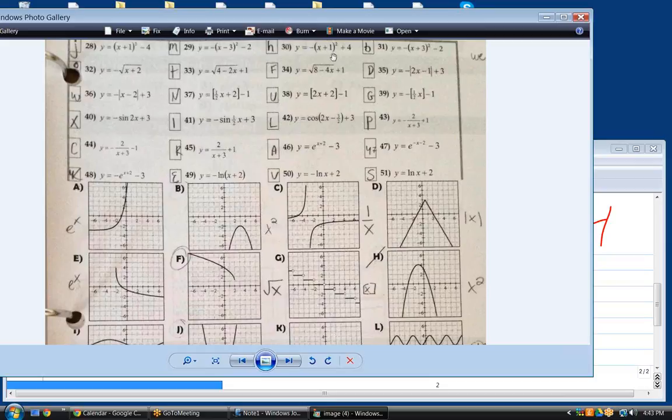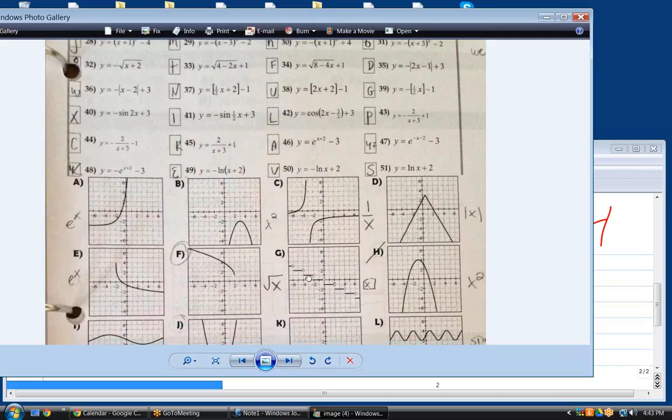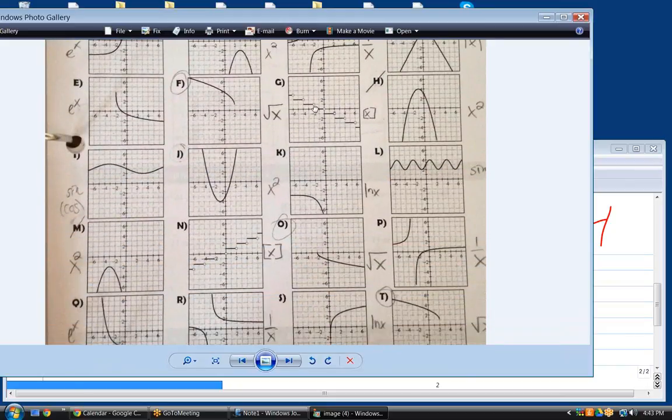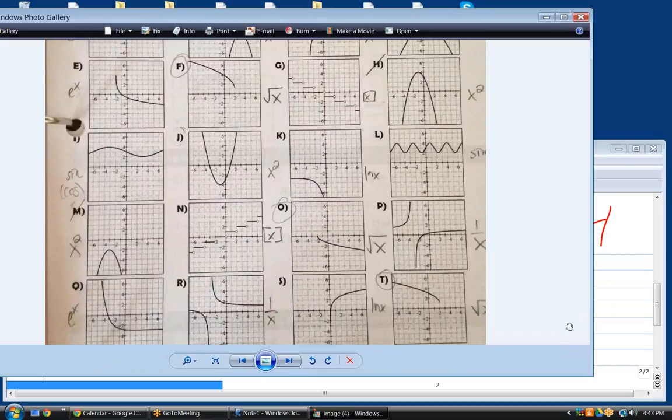Okay. What are we doing on 30? It's a x squared, so it reflects over the x-axis. It's going 1 to the left and 4 up. Okay, what parabola? I don't see anything. We see anything yet? 1 to the left. Up 4. Yeah, H. Okay.